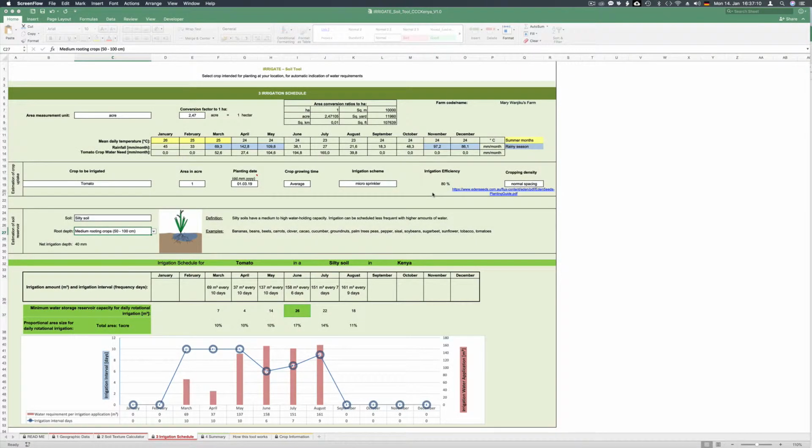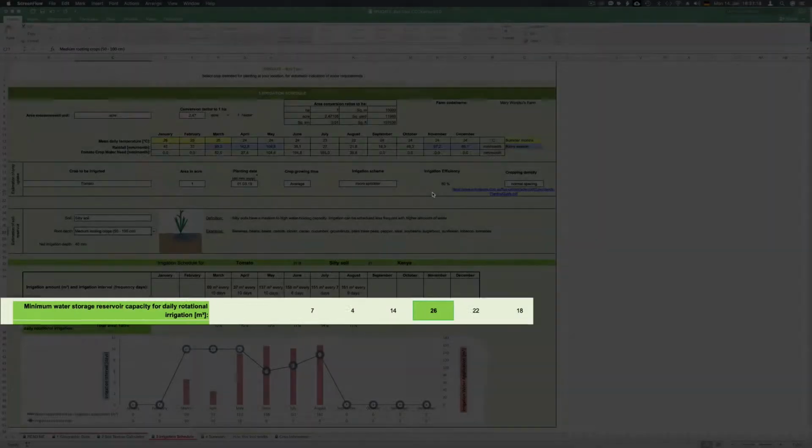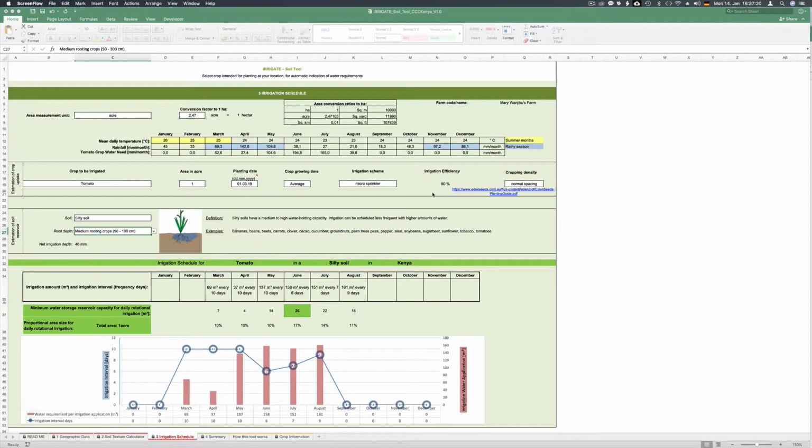The minimum water storage reservoir capacity for daily rotational irrigation is as well calculated. It is 26 cubic meters. A water storage tank is essential when irrigation intervals are long because the pump operates only on daytimes when the sun is shining. The pump fills the tank from which the crops are irrigated. This allows for a smaller pump to be used. Since the size of the water storage tank is also costly, the storage capacity should also be kept to a minimum.